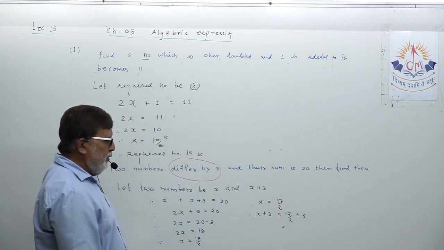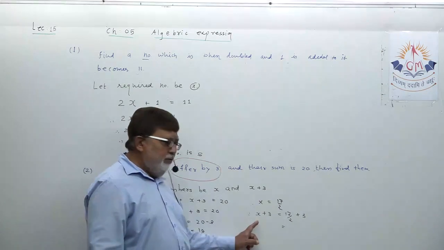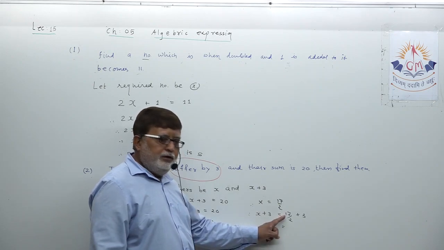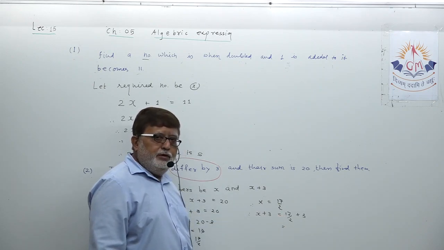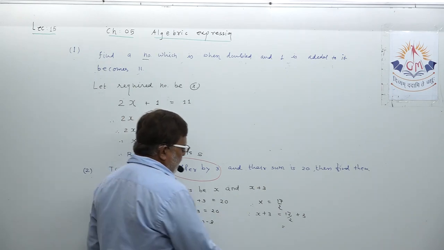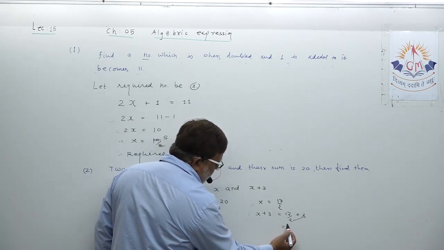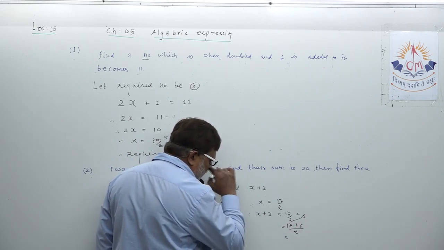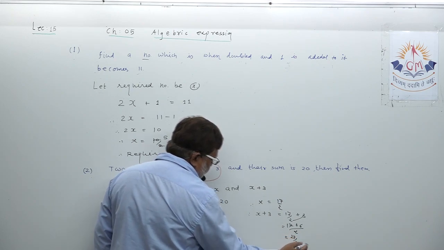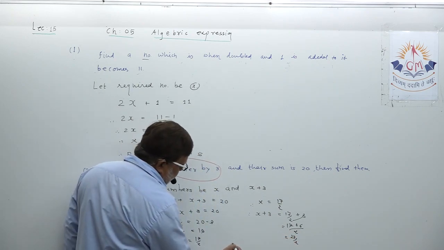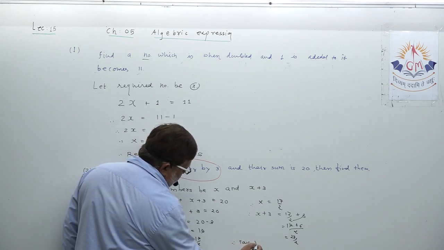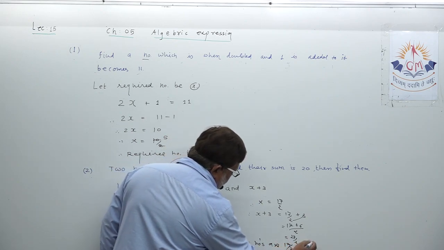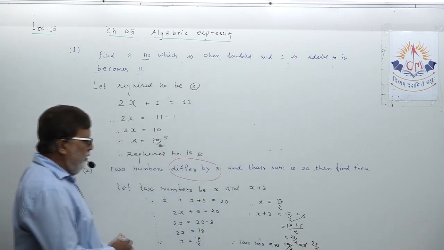How to solve it now? Second number is taken as x plus 3 instead of x. I have substituted 17 upon 2 plus 3. When you take LCM, this will multiply here. 17 plus 2 times 3 is 6 upon 2. So this is 23 upon 2. So you got two numbers. At last you should write two numbers are 17 upon 2 and 23 upon 2. This way you can write.